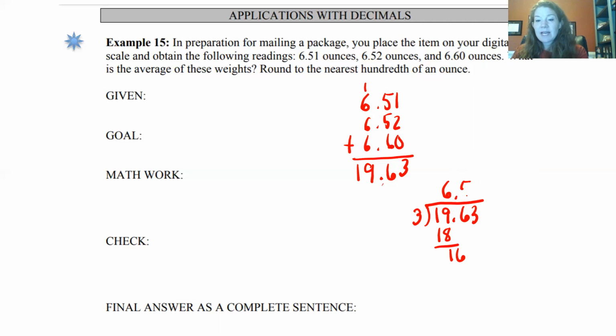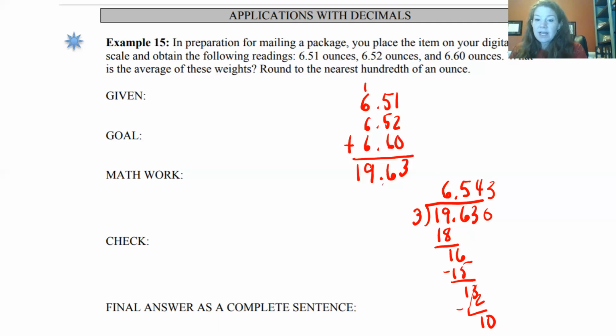3 goes into 16 5 times. 5 times 3 is 15. I subtract, bring down the 3. 3 will go into 13 4 times with 1 left over. Ooh, they got messy. I can bring down as many zeros as I want. 3 goes into 10 3 times. But I can stop right there because it tells me to round to the nearest hundredths.